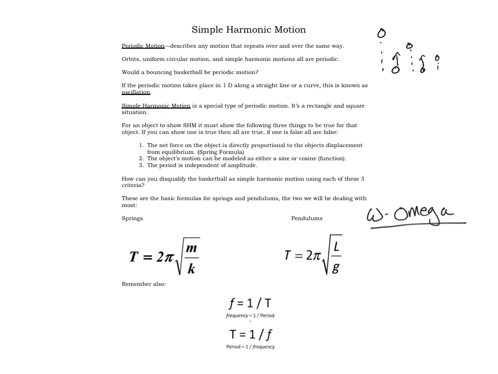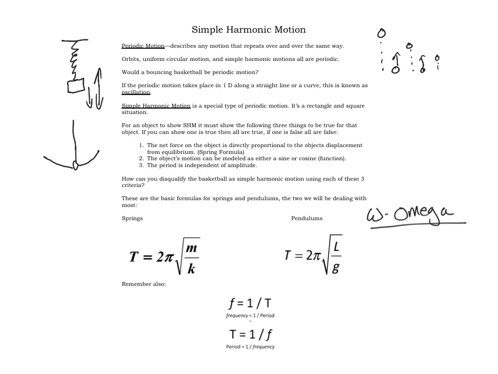If periodic motion takes place in one dimension along a straight line or a curve, this is known as an oscillation. What I mean by a straight line is, say, a spring hanging from the ceiling with a mass attached to it, and you pull it down, it's just going to oscillate back and forth along that line. Or if you have a pendulum and you pull it back, it's going to oscillate back and forth along that curve.